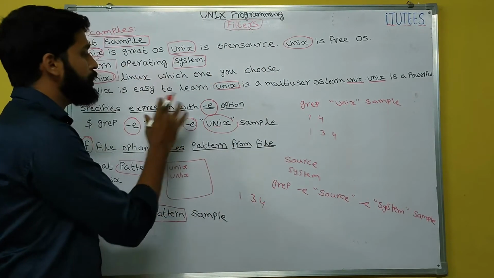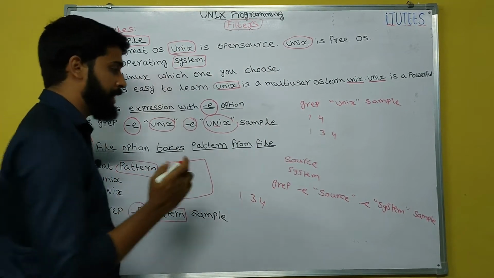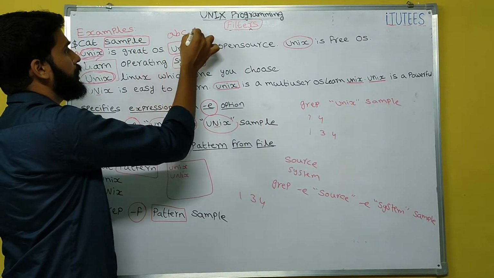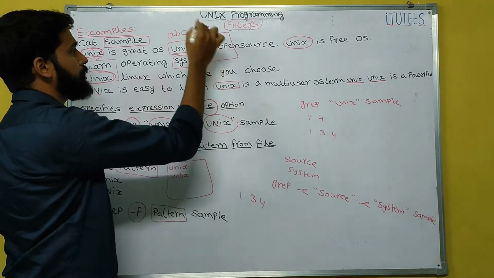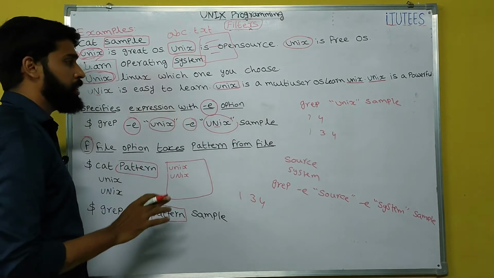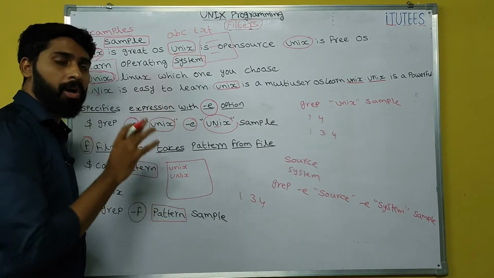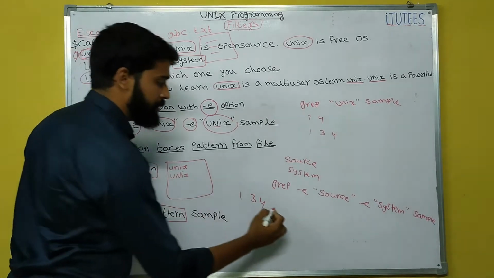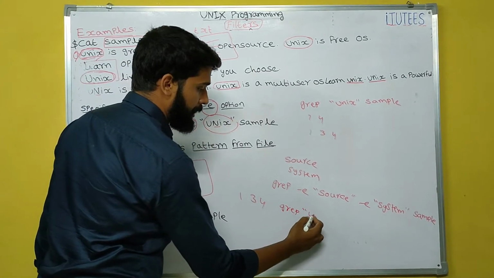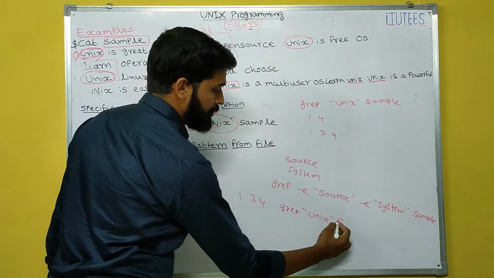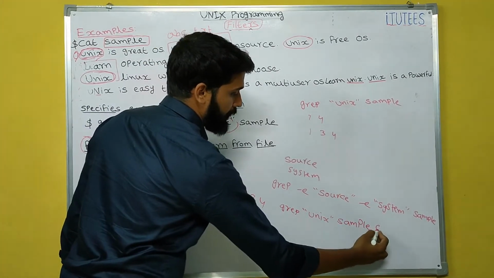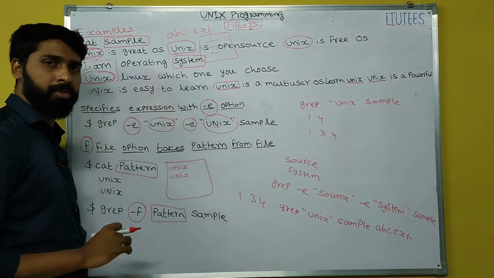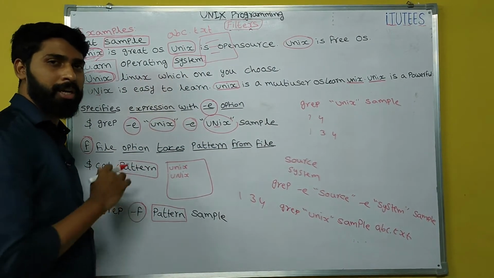Okay, and you can use this grep command for multiple files also. For example, let us think there is another file, abc.txt. This file also contains some lines. Now I want to print all the lines in both the files that match some specific pattern. Then we can use grep. The pattern is Unix, and I give the file name sample, and the second file name abc.txt. You can give more than one file name. Okay, so in this way you are going to use the grep command.